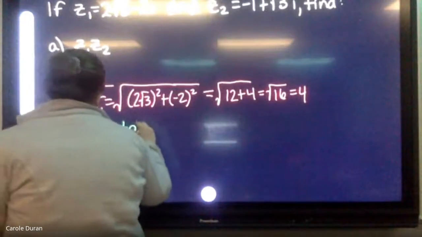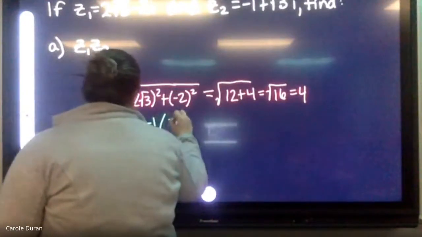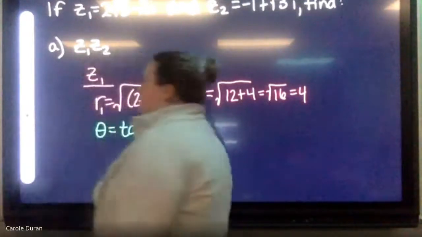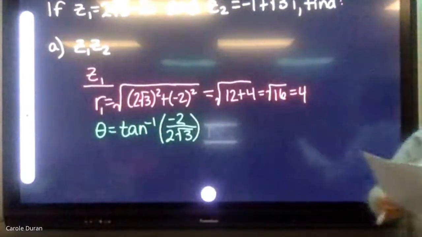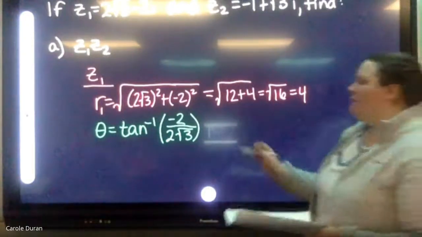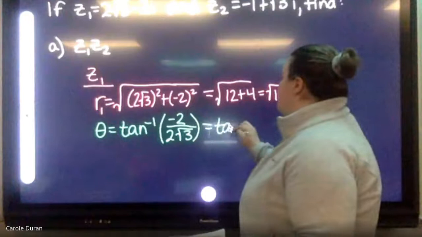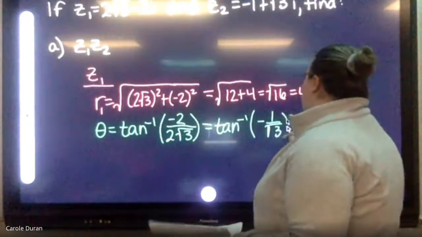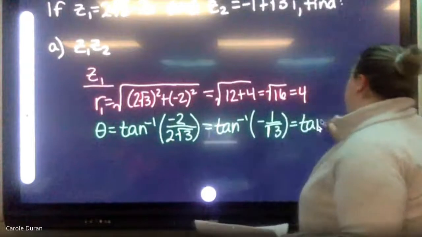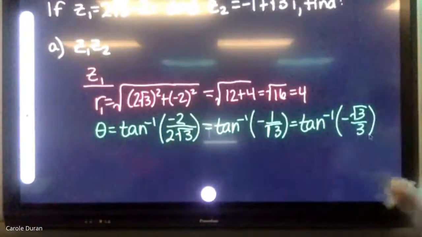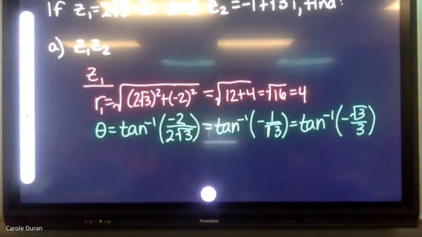I know that's going to be tangent inverse of negative 2 over 2 square root of 3. Of course, I can go ahead and reduce that by taking out the 2's. I get tangent inverse of negative 1 over the square root of 3, and I have to rationalize it. And I end up with tangent inverse of negative root 3 over 3.